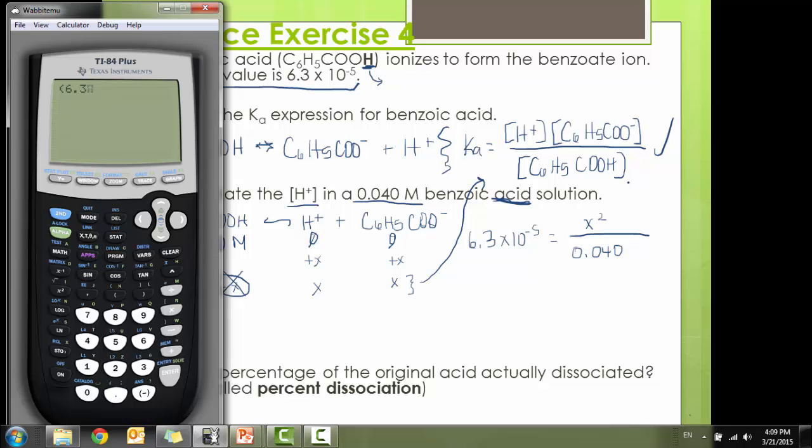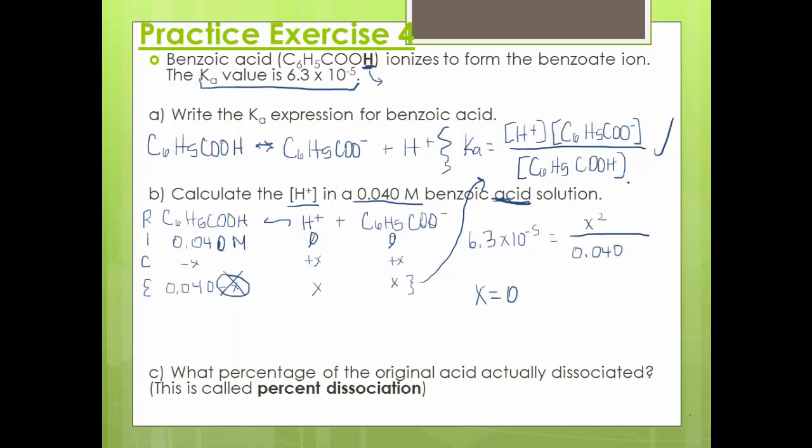6.3 times 10 to the negative fifth times 0.04. Okay, and then we have to square root it to get rid of the X squared. 0.0016. X equals 0.0016. They didn't ask for X though, they asked for the hydrogen ion concentration. Well, X is the hydrogen ion concentration. So that's our answer here.